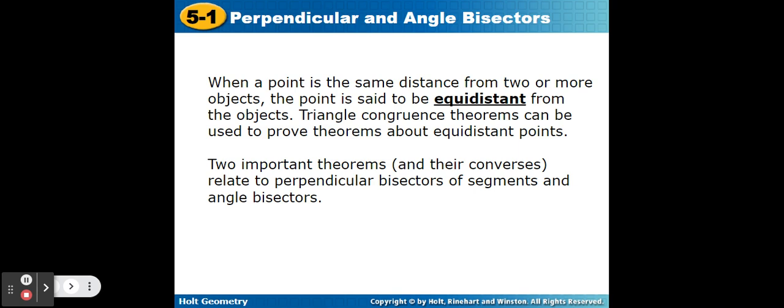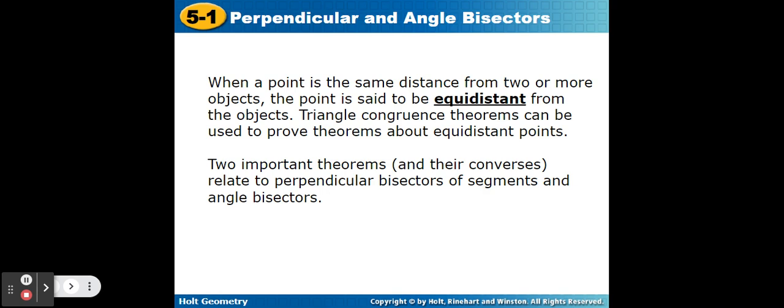So an important vocabulary word here is equidistant. And when a point is equidistant, then it is the same distance from two or more objects. Now, those objects could be other points, it could be lines in space. So we can use triangle congruence theorems to prove theorems about equidistant points. And that's what we did when we proved those angle bisector theorems and perpendicular bisector theorems as we were working through our unit on congruent triangles.